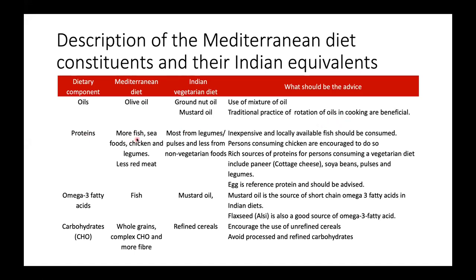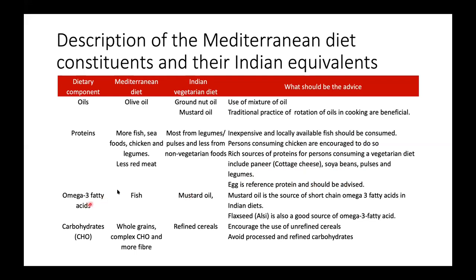Regarding the protein intake in the Mediterranean diet, the source was fish, seafood, chicken and legumes, with less red meat. In the Indian diet, it comes basically from legumes and pulses and less from the non-vegetarian diet. We should advise that locally available food should be consumed, and a person taking chicken should be encouraged to continue to take chicken. A rich source of protein such as paneer, soya beans, pulses and legumes should be encouraged. And egg is a reference protein and should be advised.